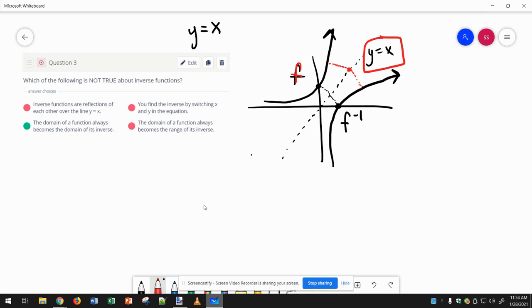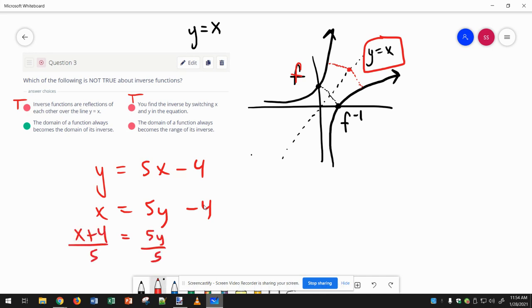So that's definitely true. You find the inverse by switching x and y in the equation. That's also true. So if we had y equals 5x minus 4, the first thing we want to do is switch them and then solve for y. So we'd add 4 to both sides, and then we divide by 5. So (x plus 4) over 5 equals y, but since we switched, this is actually the inverse.